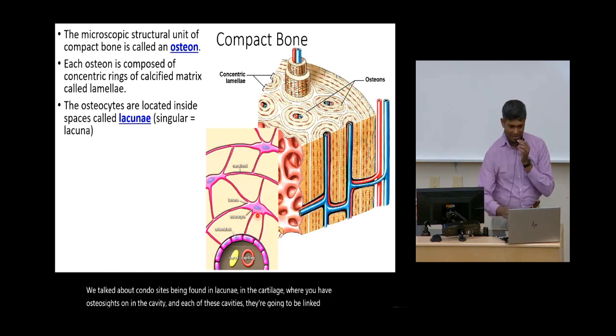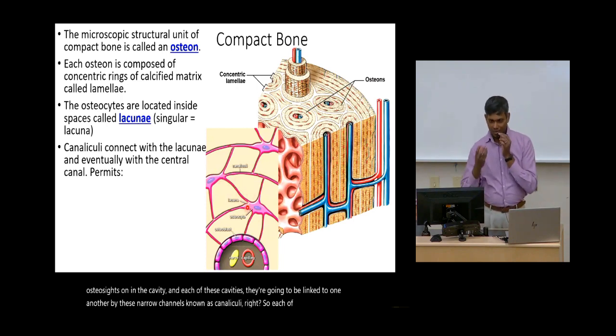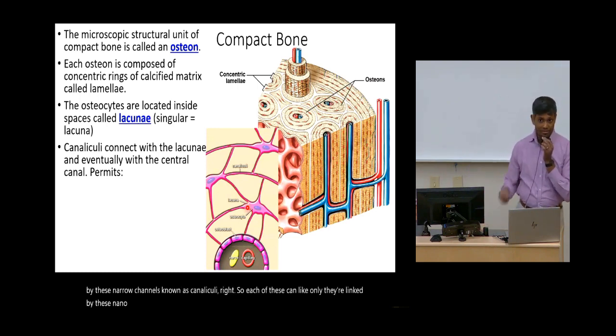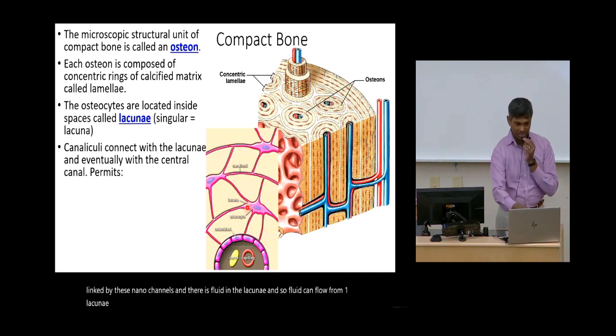they're going to be linked to one another by these narrow channels known as canaliculi, right? So each of these lacunae, they're linked by these narrow channels, and there is fluid in the lacunae, and so fluid can flow from one lacunae to the other through these canaliculi.